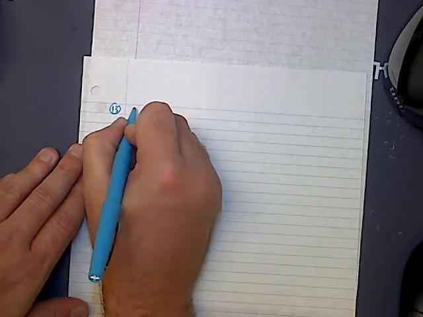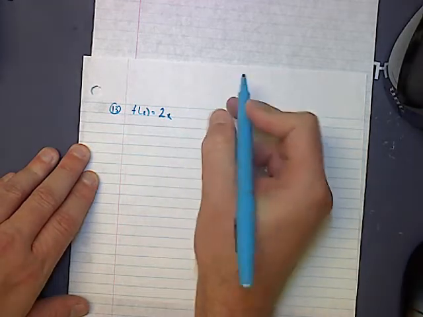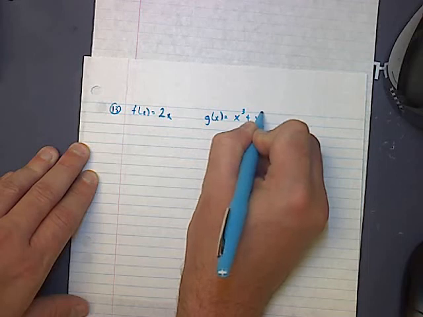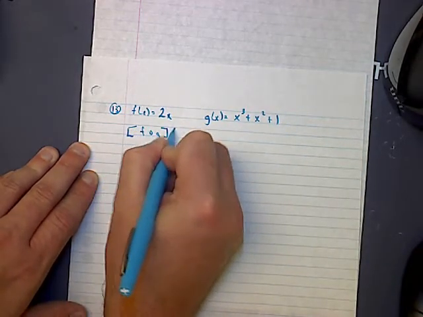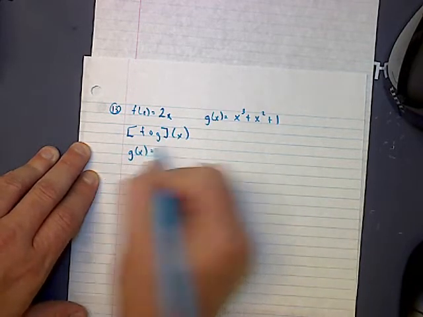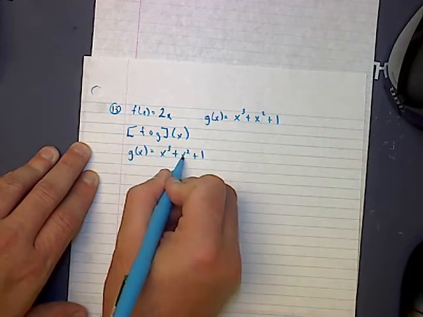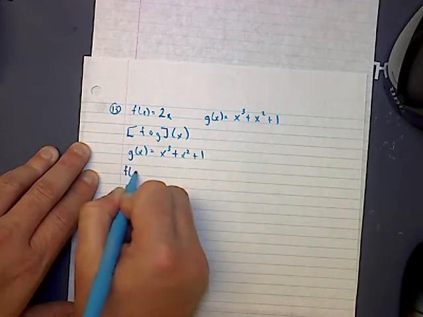Okay, let's look at number 13. We have f of x equals 2x, g of x equals x cubed plus x squared plus 1. And I want to find f of g of x. X is close to g, so I'm going to find g of x equals the g function. I take x, I plug in x, does not change it. Stays the same. Now take this, plug in the f.